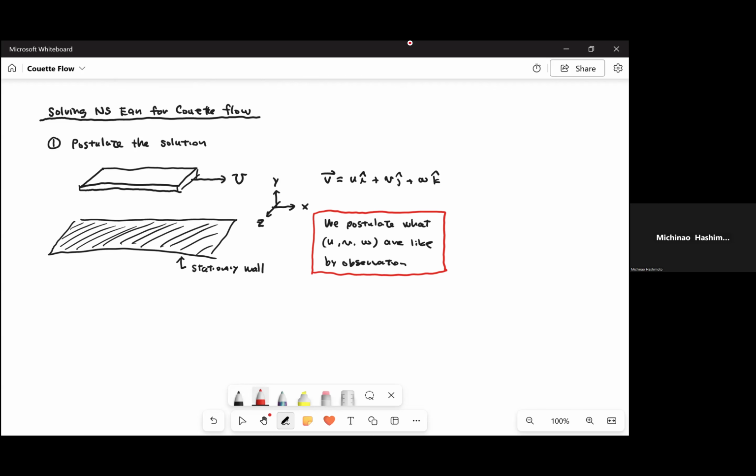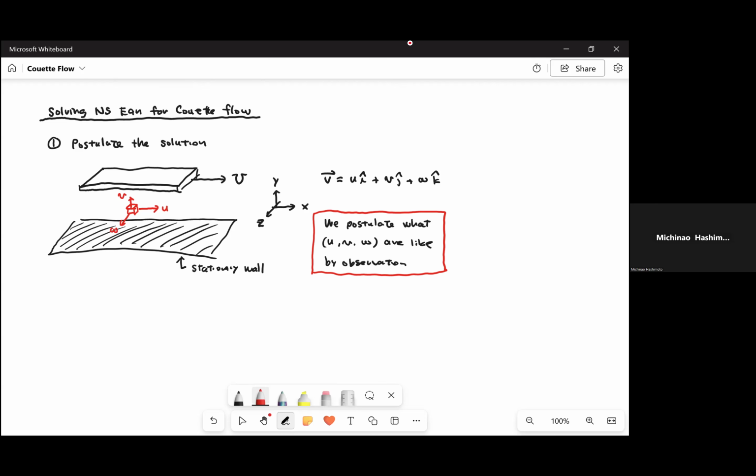Let's try to draw a fluid particle here. What we want to know is in which direction this fluid particle flows. Let's say this is going to be u, and then v is the direction of the distance between the walls, and w is in plane, in parallel to the plane.